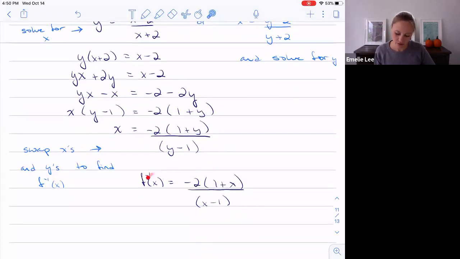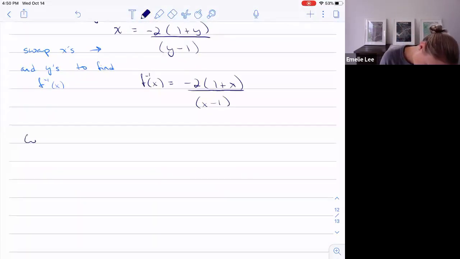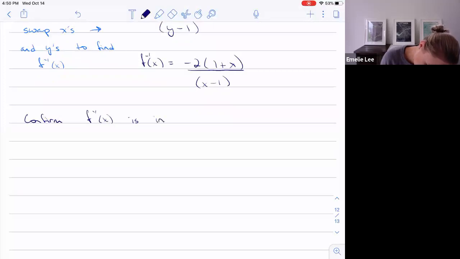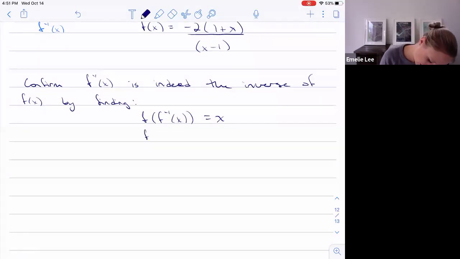So now we have something that we think is the inverse. Remember, the last thing we're going to do is confirm that this is the inverse by checking the function composition. So now confirm f inverse of x is indeed the inverse of f of x by finding f of the inverse of f of x has to equal x, and also the inverse of f of x has to equal x. So it has to go both ways.